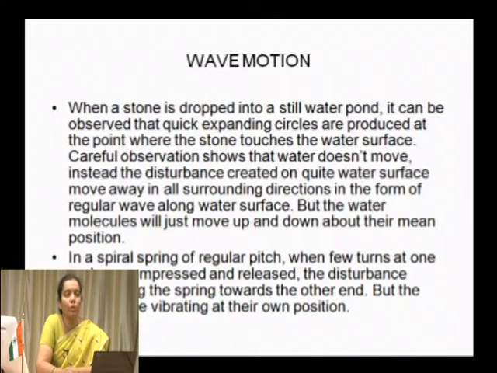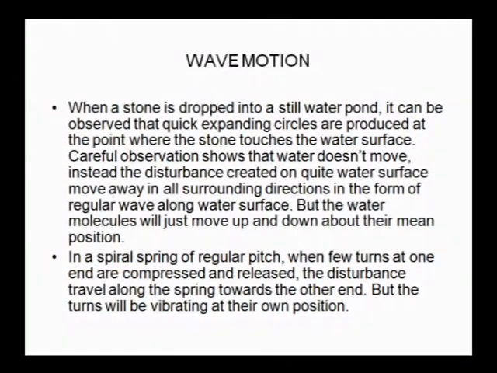Next, let us know what we actually mean by wave motion. If we take a stone and drop it into a still water pond, it can be observed that quickly expanding circles are produced in all directions from the point where the stone was dropped. But if we observe carefully, we can also note that the water does not move. Instead, only the disturbance created on the quiet water surface moves away in all surrounding directions in the form of a regular wave along the water surface. The water molecules just move up and down about their mean position.